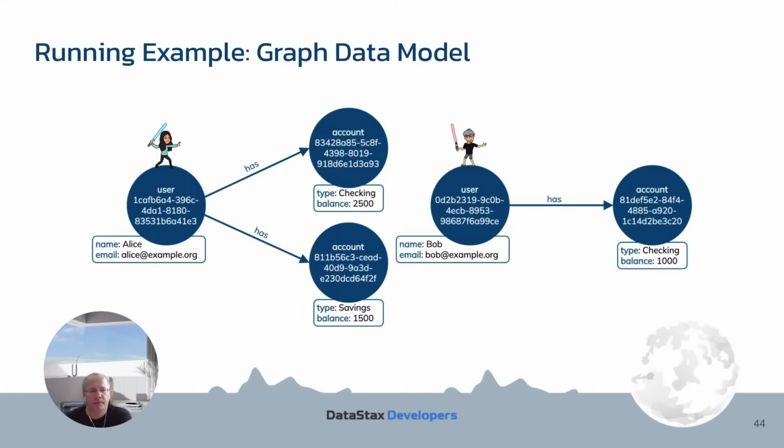We have a user with this ID, with name Alice and email. This user has an account, so this edge represents the relationship "has" between user and account. And the user has another account, so a different edge, a different vertex for the second account, which is a savings account with this balance. And there is another user, Bob, who has another account with this ID, type, and balance.